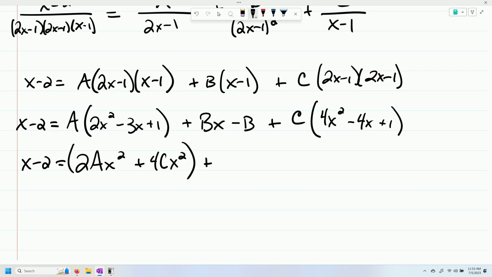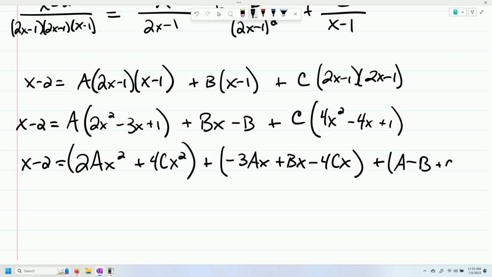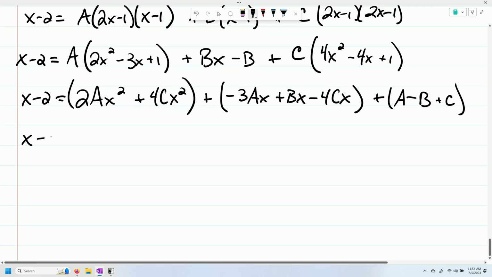Then we're going to get negative 3ax plus bx minus 4cx. And finally, we're going to get positive a minus b plus c for our constant terms. All right, so hopefully you can see that. Maybe you can, maybe you can't. And now I'm going to go ahead and just factor my x squared, x out.